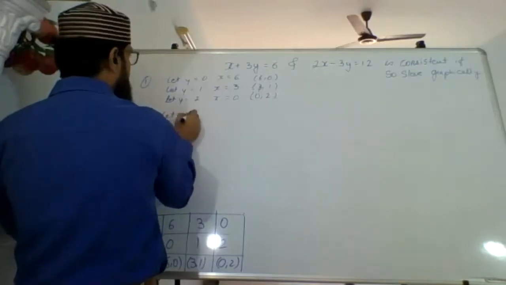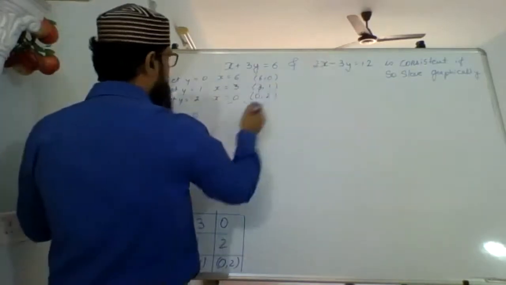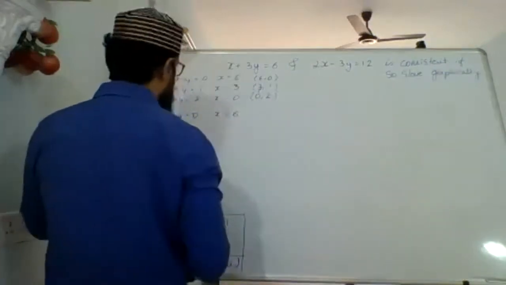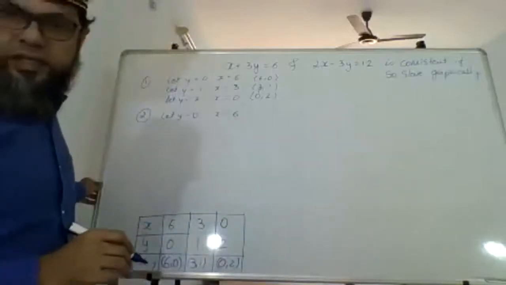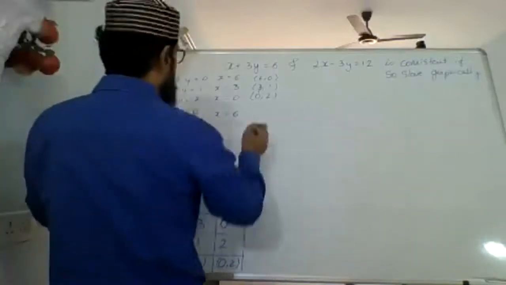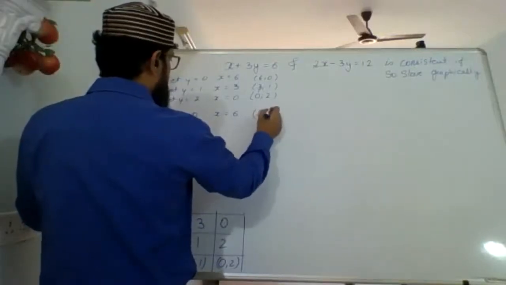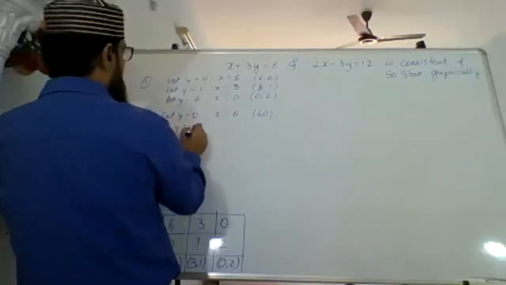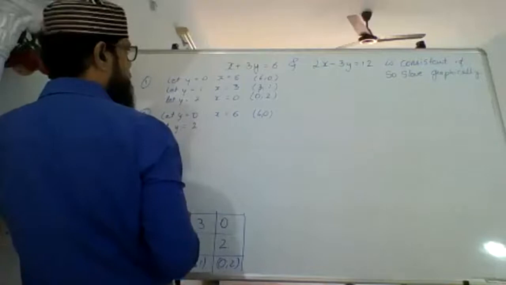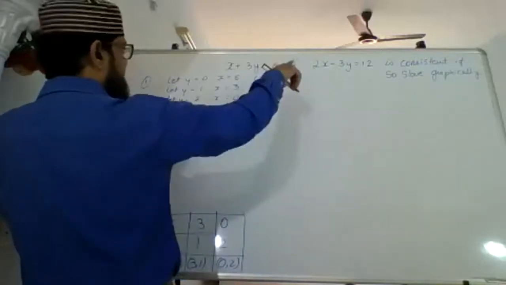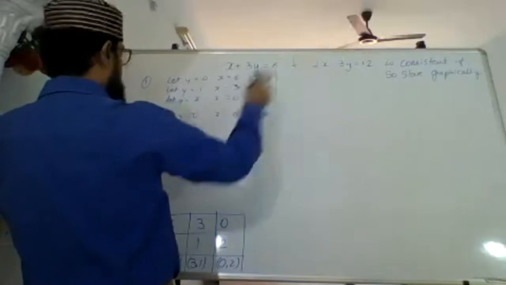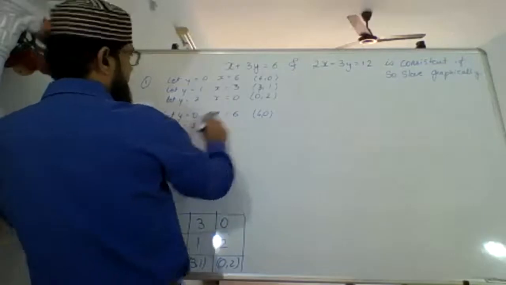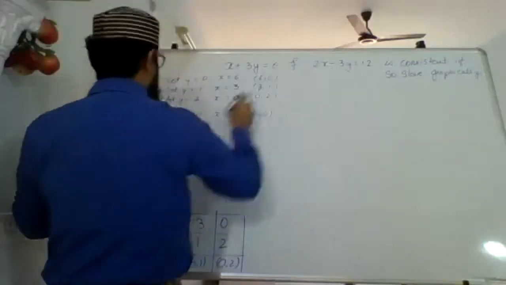So for the second line, let y equal to 0. So 2x equals 12, so x equals 6. So again, I have 6 comma 0. Let y equal to 2. Minus 3 into 2 will become minus 6.